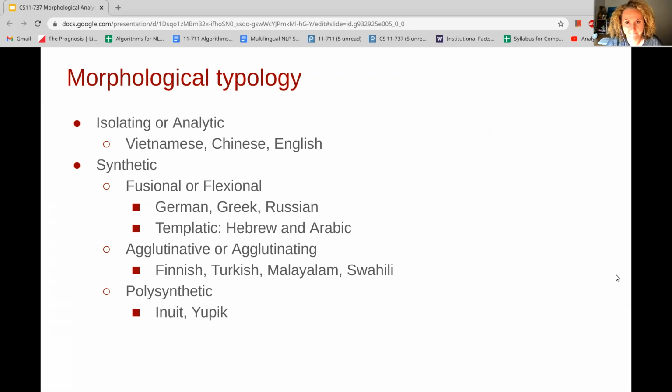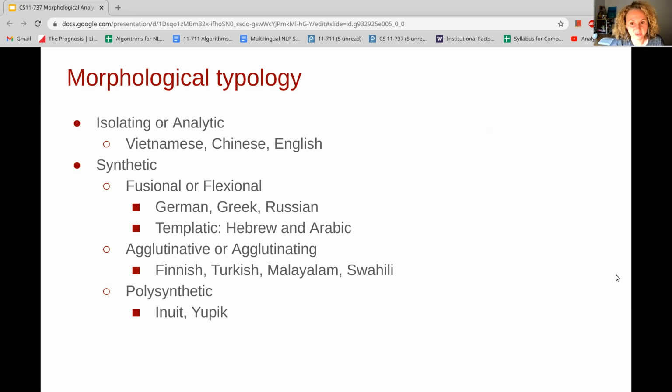Traditionally, languages have been divided into 4 types based on how morphologically rich they are. Languages like Chinese, Vietnamese, and a little less English are called isolating or analytic languages. These languages have relatively little morphology and very little inflectional morphology, with the exception of compounding, like I showed in the example of Chinese. So most words consist of a single free morpheme.